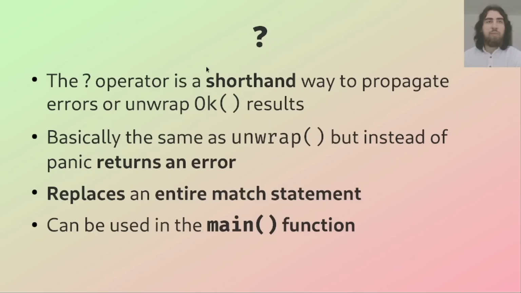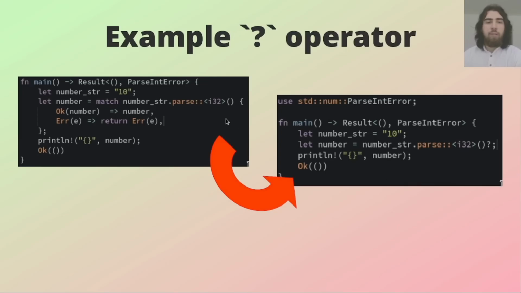And let's see the question mark operator. The question mark operator is a shorthand way to propagate errors or unwrap OK results. Basically, it's the same as unwrap, but instead of panic, it returns an error. It replaces an entire match statement and it can even be used in the main function.